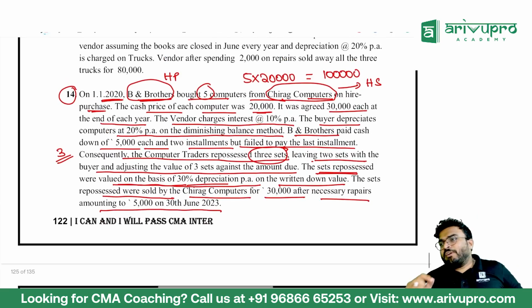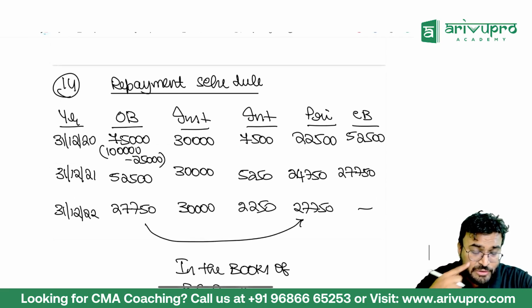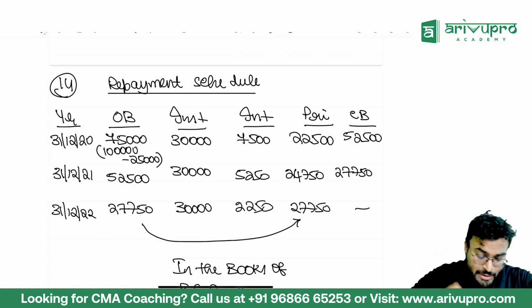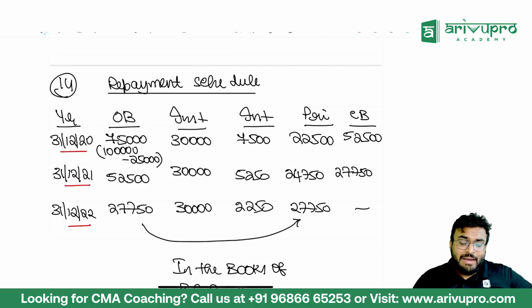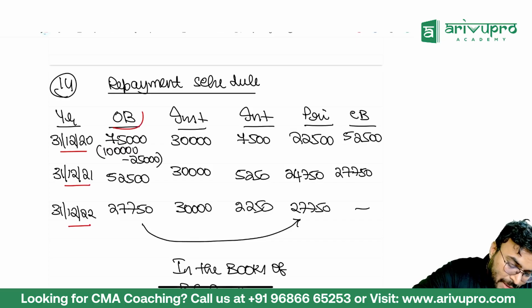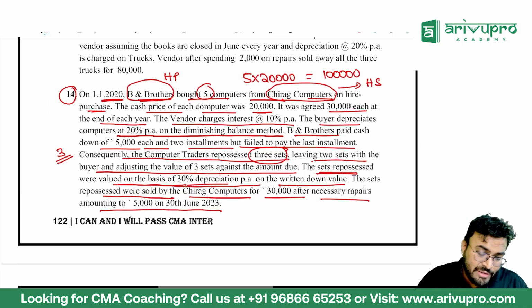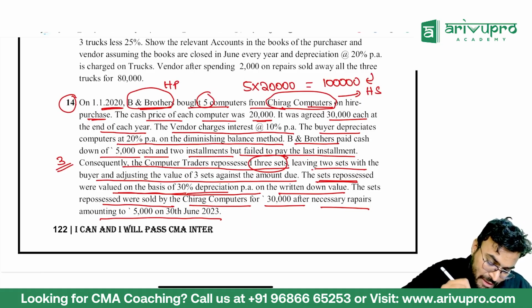So now first we have to prepare the repayment schedule. Repayment schedule for 3 years. 2 years we have made the payment, last year we have not made the payment. 31st December 2020, 31st December 2021 and 31st December 2022. Now, what is the opening balance? 75,000. How did we get 75,000? 1 lakh was the cash price. But they have paid a down payment. How much down payment did they pay?